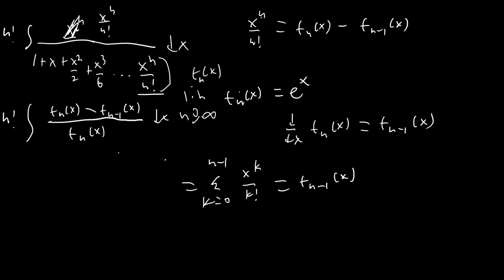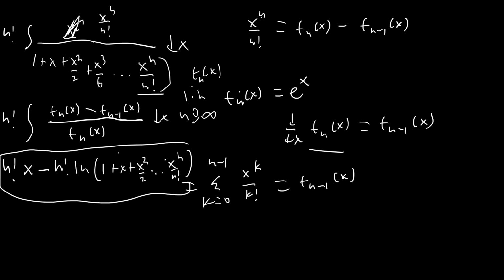So this left part, we're just going to have n factorial times x, because that's just 1. And then we're going to be subtracting the integral of the derivative of this function over this function, so that's just going to be n factorial times natural log of 1 plus x squared over 2 and so on up to x to the n over n factorial. That's a pretty cool one. I feel like I've seen this problem somewhere before, but I'm not entirely certain. But that's a pretty cool, interesting problem that we have right there. Let's move on to the next one and check our answer also, of course.